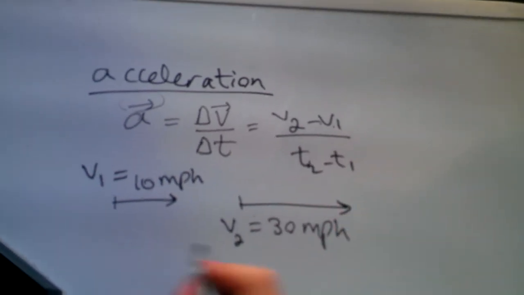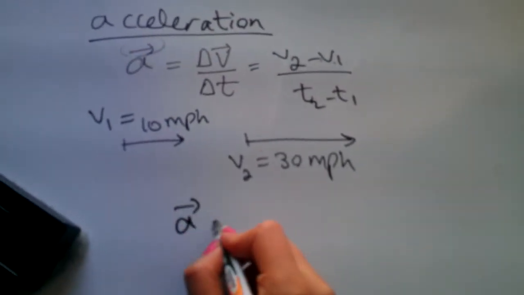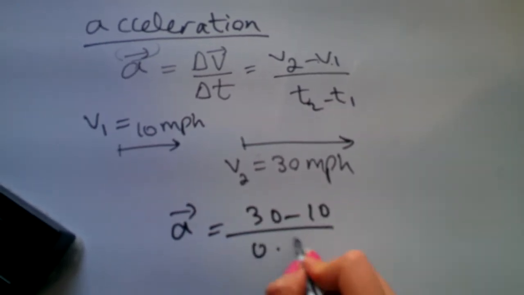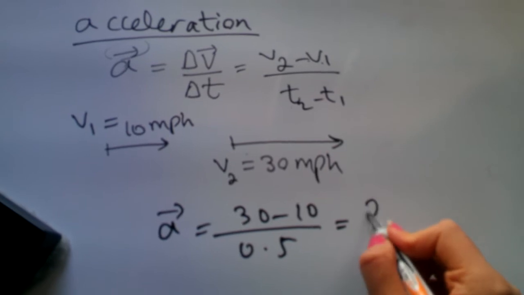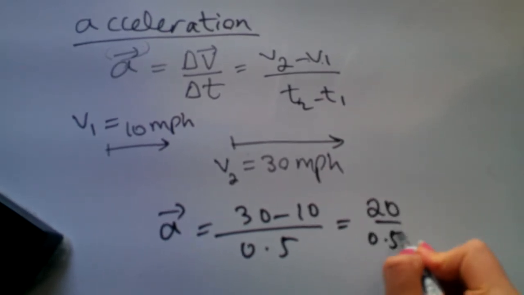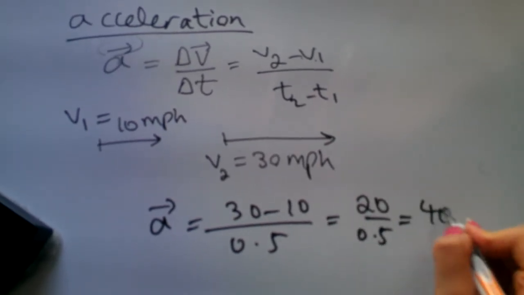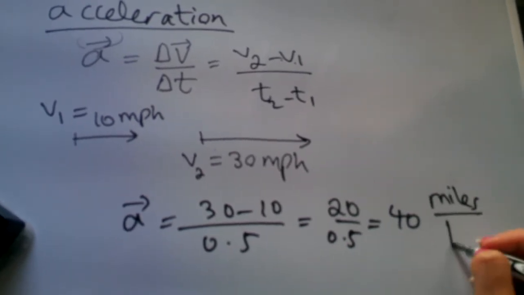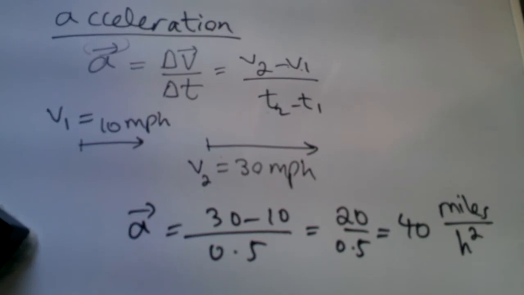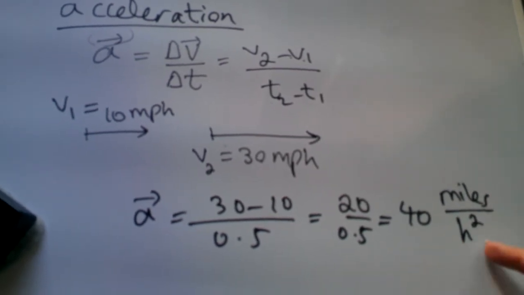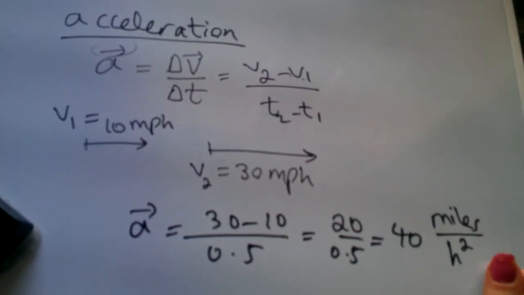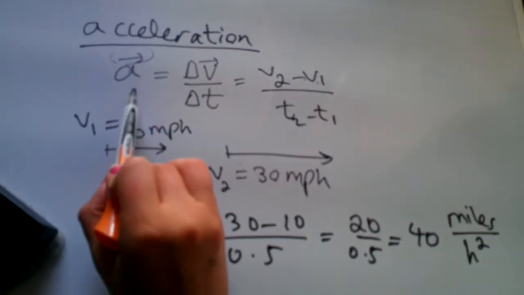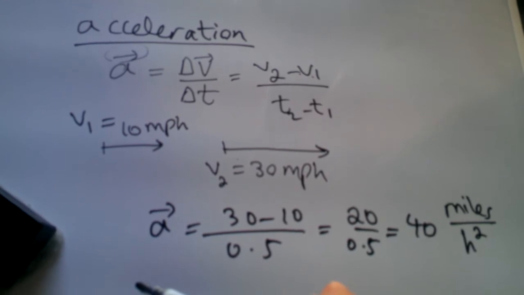Make sense? So in this case, acceleration becomes 30 minus 10 over 0.5 hours. That gives me 20 over 0.5, which gives me 40 miles per hour squared. And we learned about this miles per hour squared, or meters per second squared. That was the units of acceleration in the previous video.